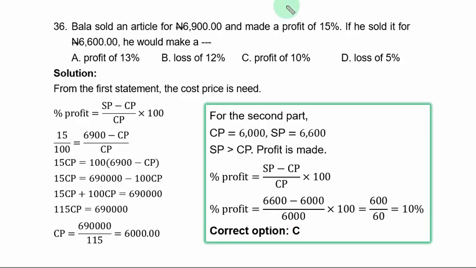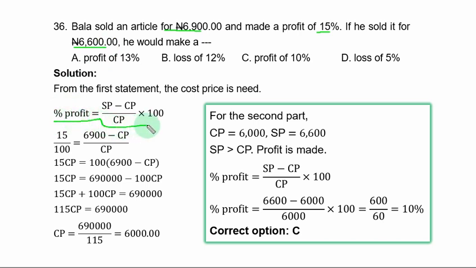Question 36. Bala sold an article for 6,900 naira and made a profit of 15%. If he sold it for 6,600 naira, he would make a dash. For you to compute the second part, you need the cost price, which is obtained from the first statement. So we have percentage profit to be this.